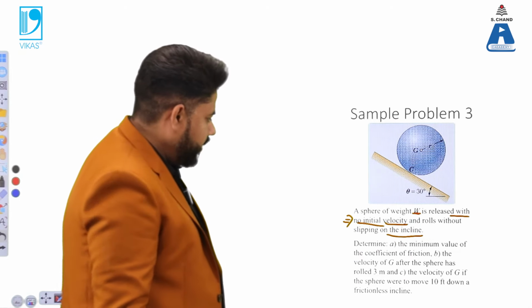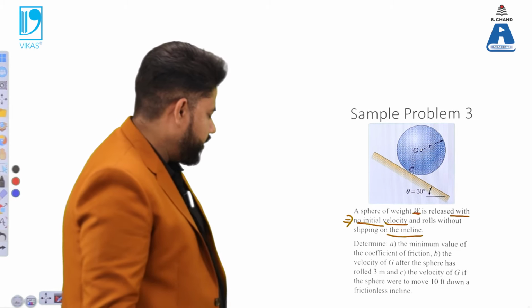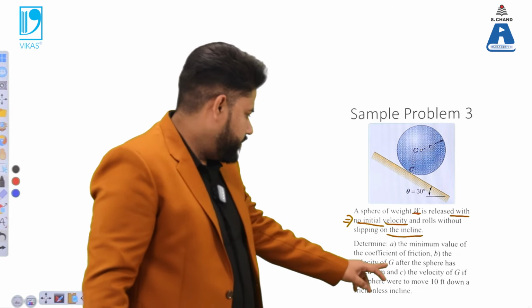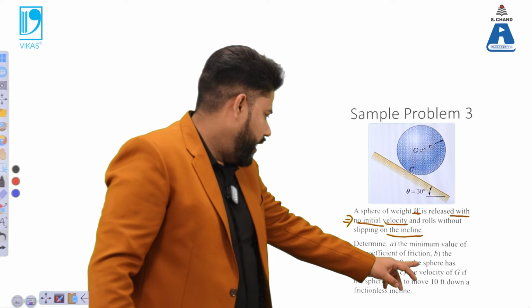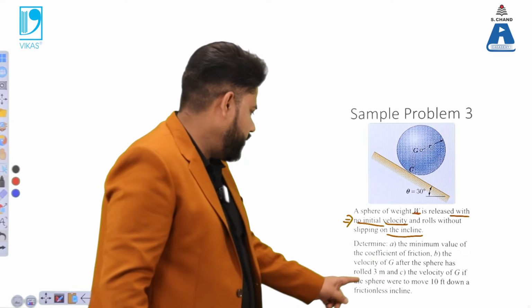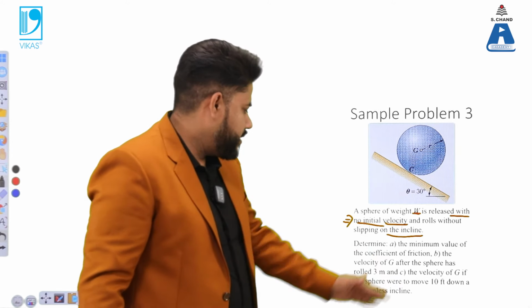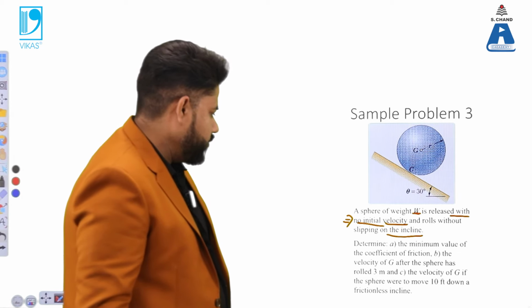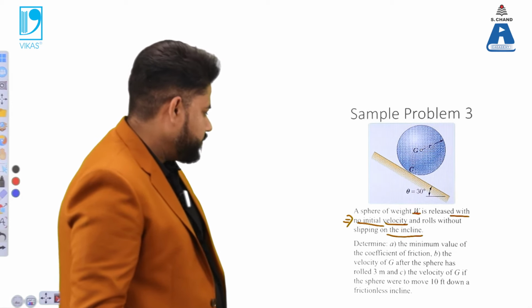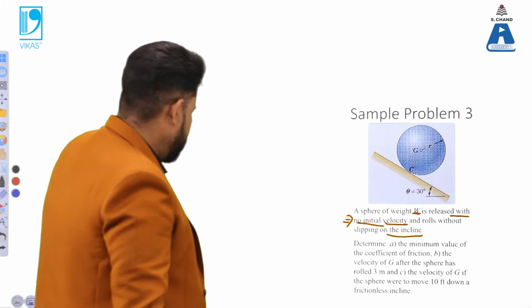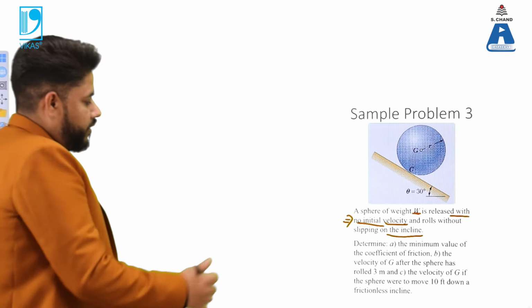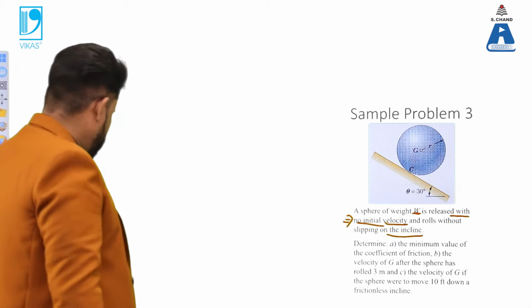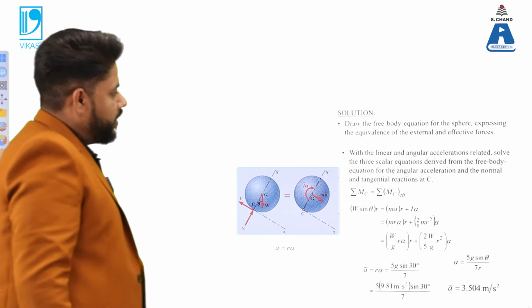Now we need to determine the minimum value of the coefficient of friction, the velocity of G after the sphere has rolled 3 meters. So there is a distance mentioned to us, and the velocity of G if the sphere were to move 10 feet down a frictionless incline. So we need to calculate all these three terms. So how can we do that?